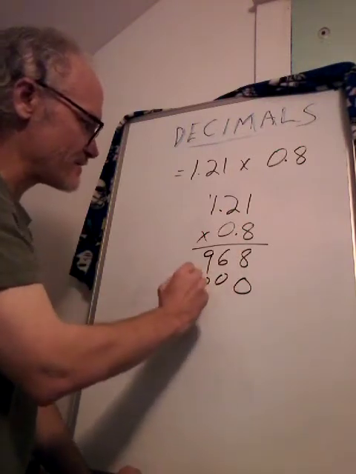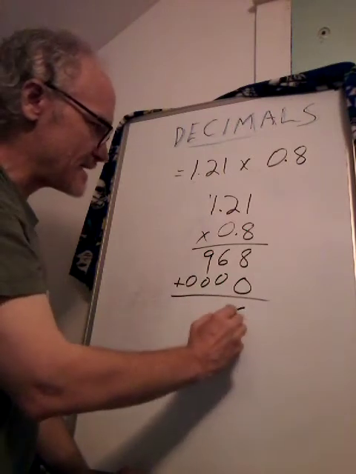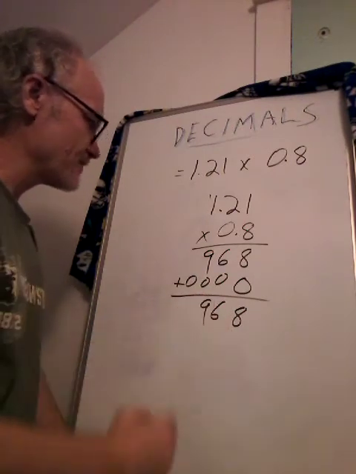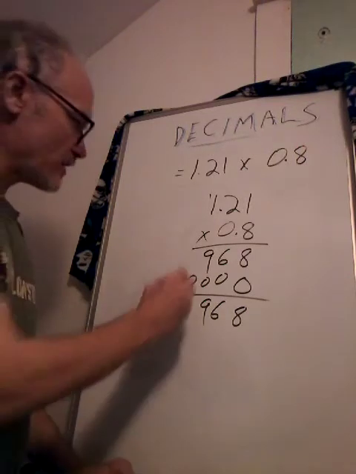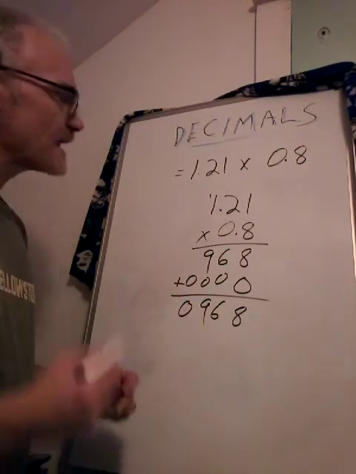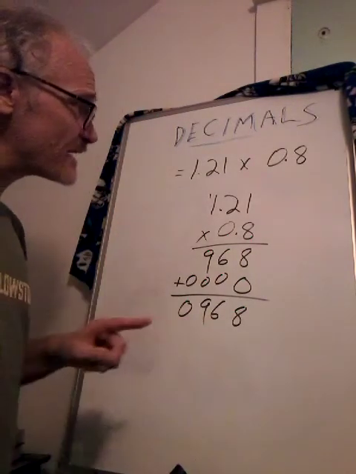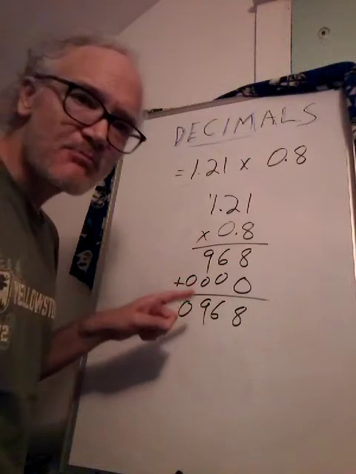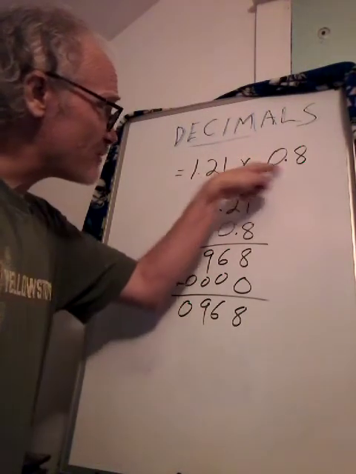0, 0, 0. Okay, great. 8, 6, 9. 0 plus nothing is 0. Now, we can bring it down. Here's the crucial part. Once we get this answer, we have to make sure that it is small enough to be in line with the neighborhood of these.